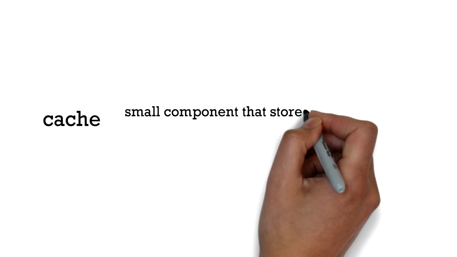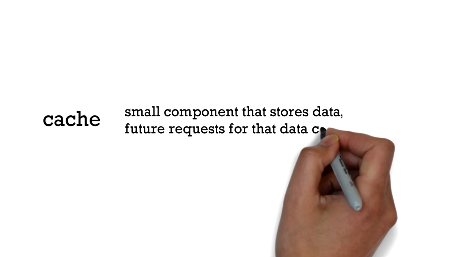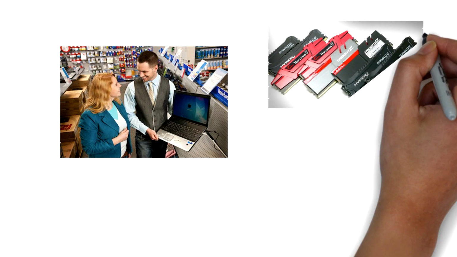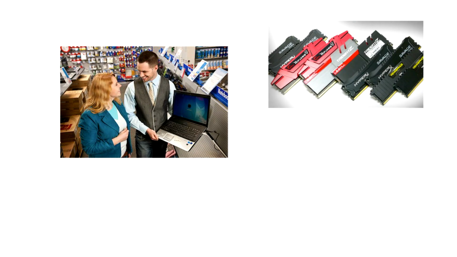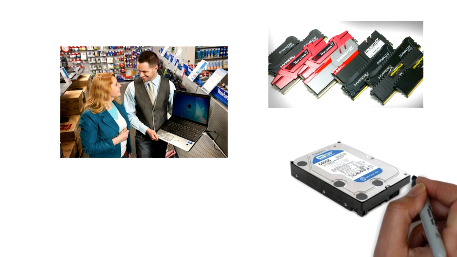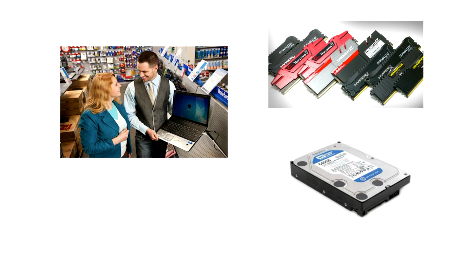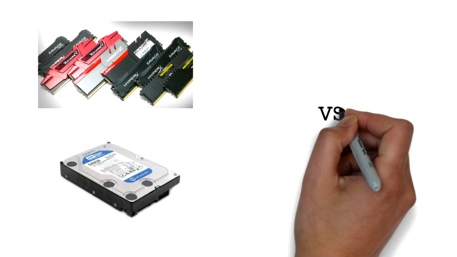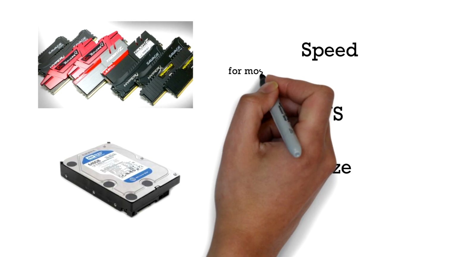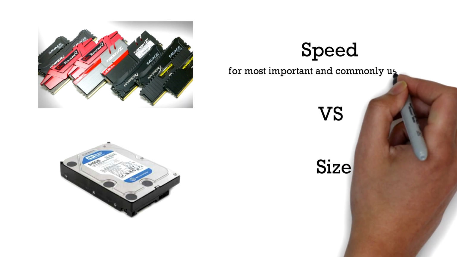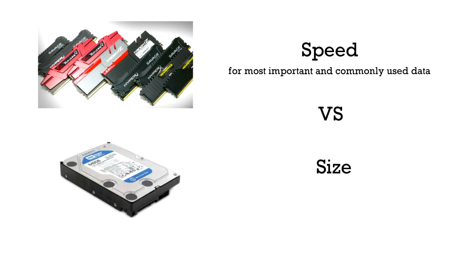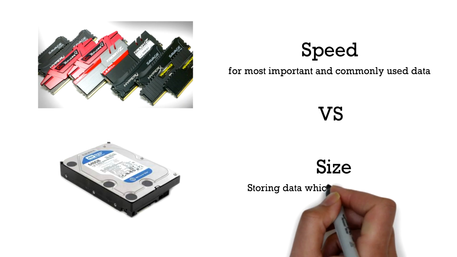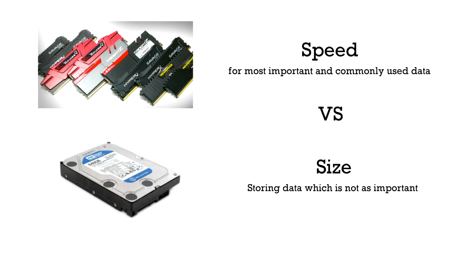A cache is basically a small component that stores data so that future requests for that data can be served faster. If you have been shopping around for a new laptop recently, you definitely would have noticed that in each computer, there is a small chunk of fast memory, like the RAM, as well as a larger, slower memory, like the hard disk or SSD. This is because there is a trade-off between size and speed when it comes to computer memory. So, to maximize performance, we need to put the most important and commonly used information into the smaller, faster cache, while leaving the rest in the larger, slower memory.